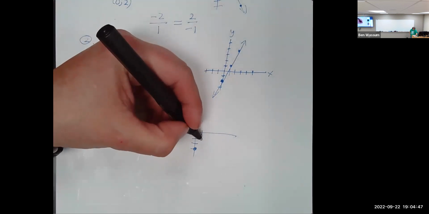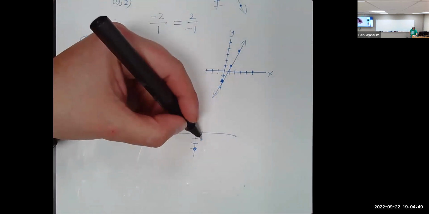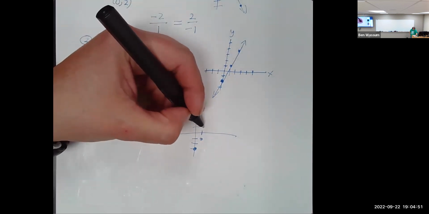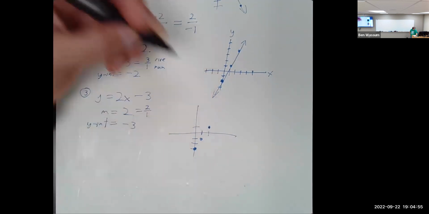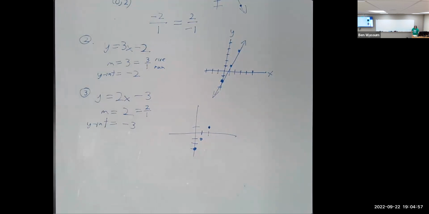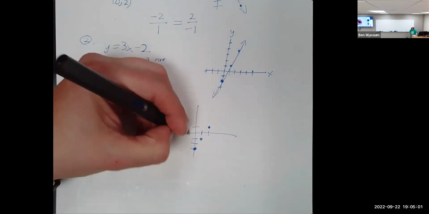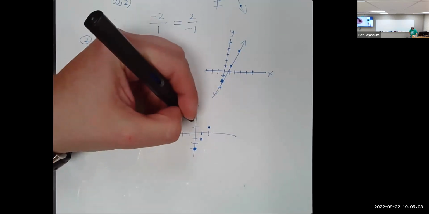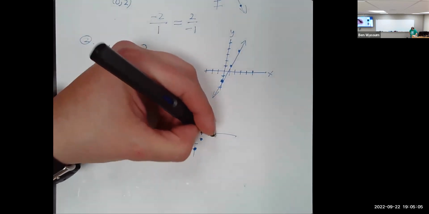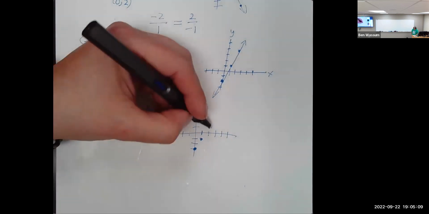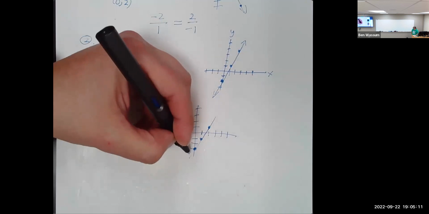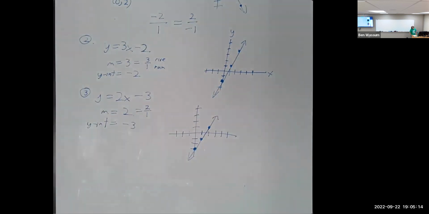There's another point. From here, I could go up 2 and then over 1. There's a point. And I didn't even have to draw out a full graph, right? Now, you probably don't want it to look quite as sloppy as I just pulled from my magical hat here. But you can absolutely get away with doing that.